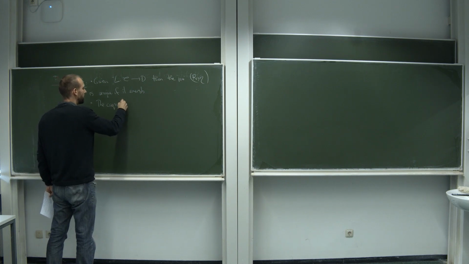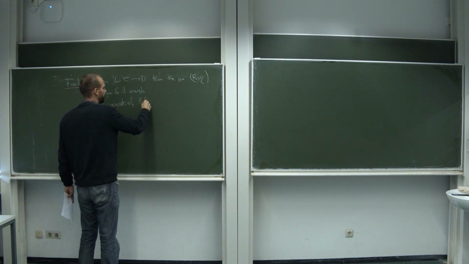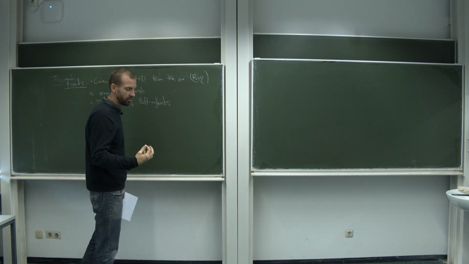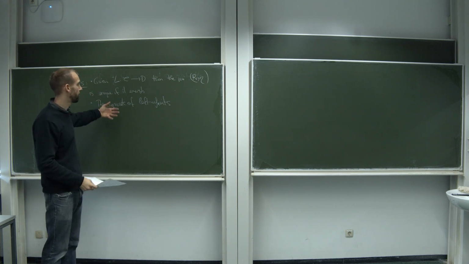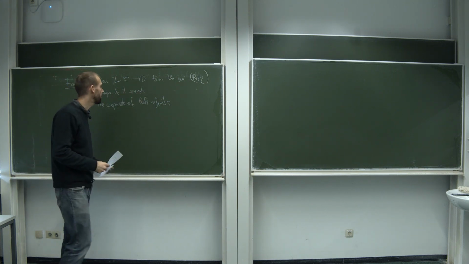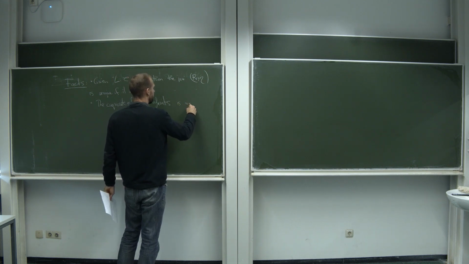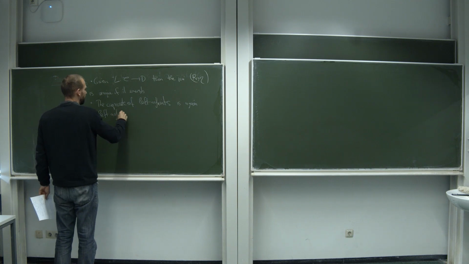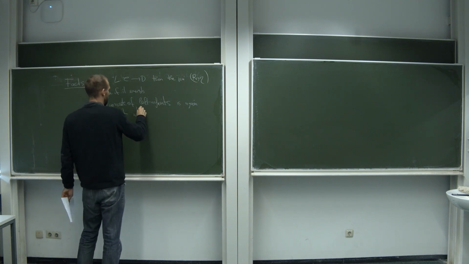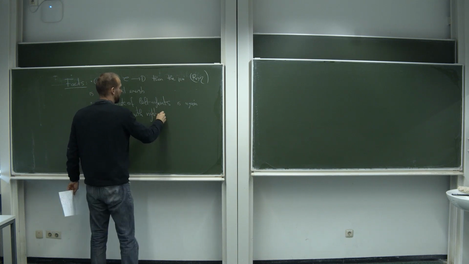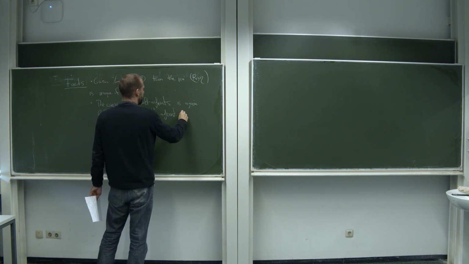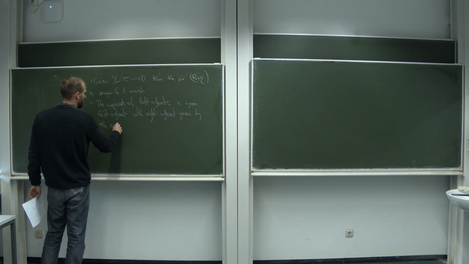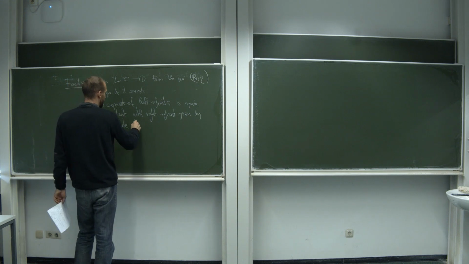Second claim, the composite of left adjoints. So if I say left adjoint, I just mean functors which admit a right adjoint, which by the first part is unique in the appropriate sense, is again left adjoint with right adjoint given by the composite of right adjoints.